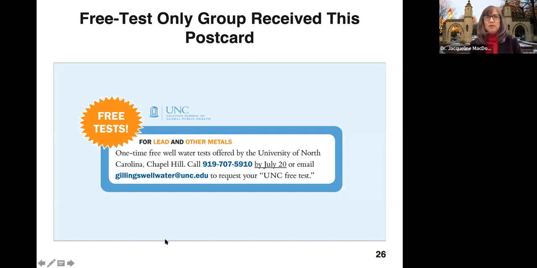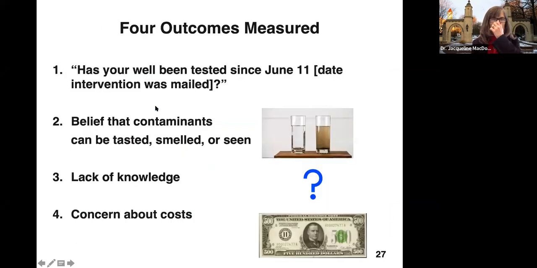So this is what the postcard looked like for those who only got the free test offer. There was an address on one side, and then this information about free tests, and that's it, none of the risk messaging. The group that got the risk communication and the free test got a version of the postcard that had this plus all of the information content. And then we looked at 4 outcomes.